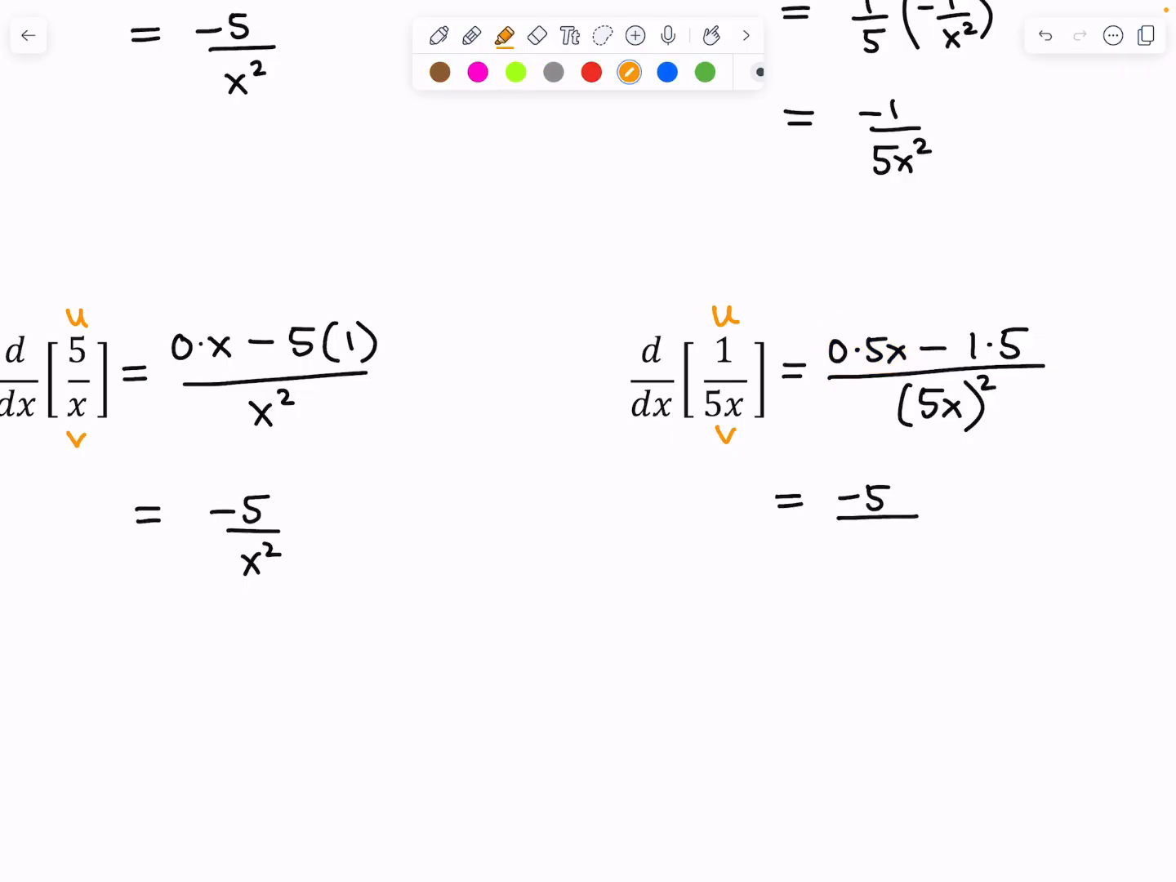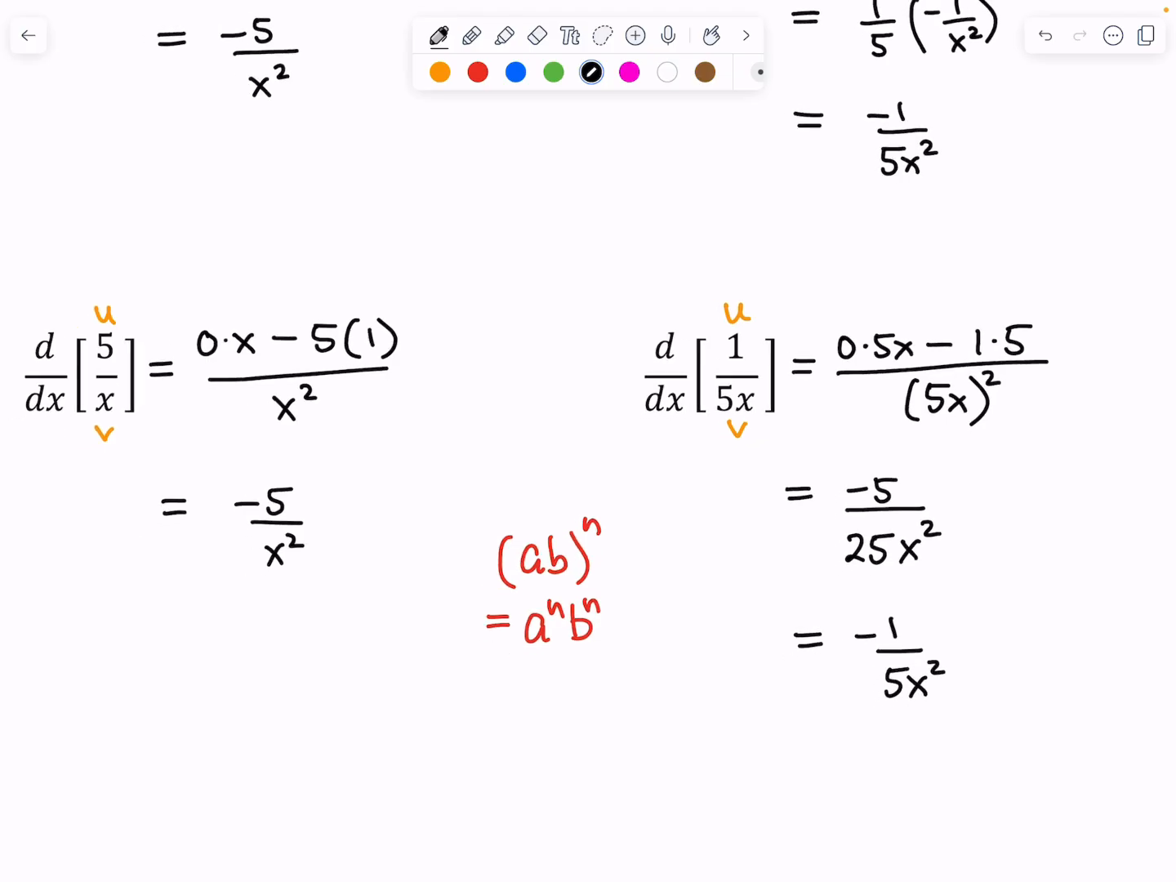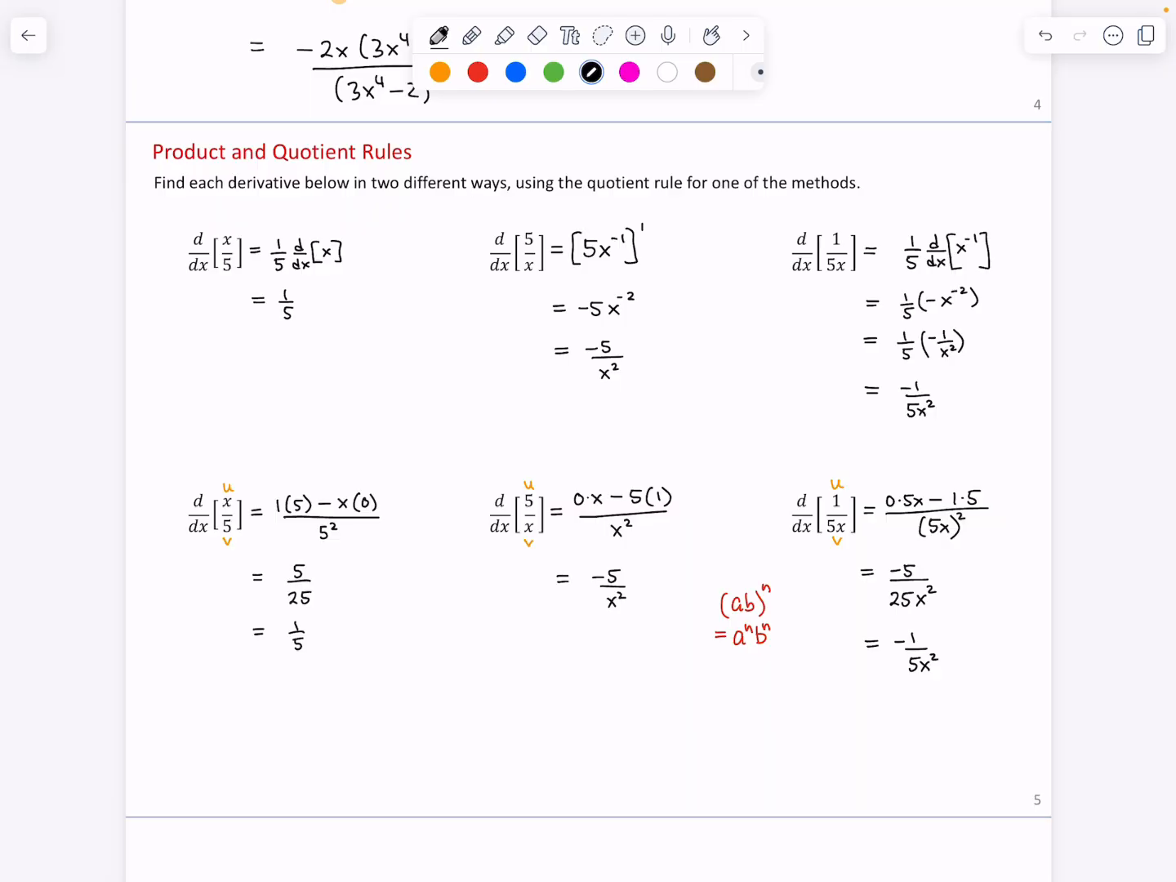And in the denominator, as a reminder, when you have a product being raised to a power, that power can affect both factors of the product. So 5x in parentheses being squared would give me 5 squared, or 25 times x squared. And of course, now I can simplify. We have negative 1 over 5x squared, confirming the answer we got above. Okay, these two rules, the product rule and quotient rule, will be used extensively for the remainder of this course. And this concludes our lesson on these two rules.